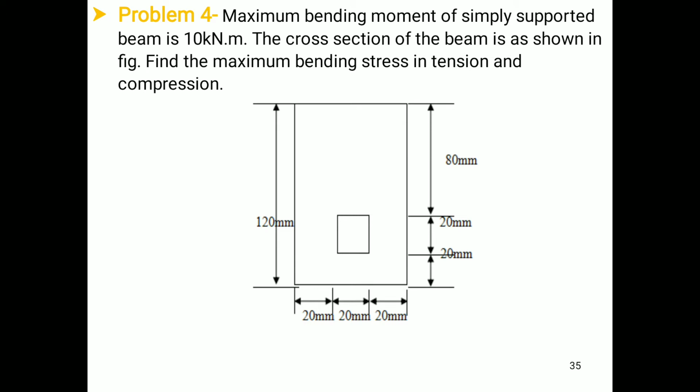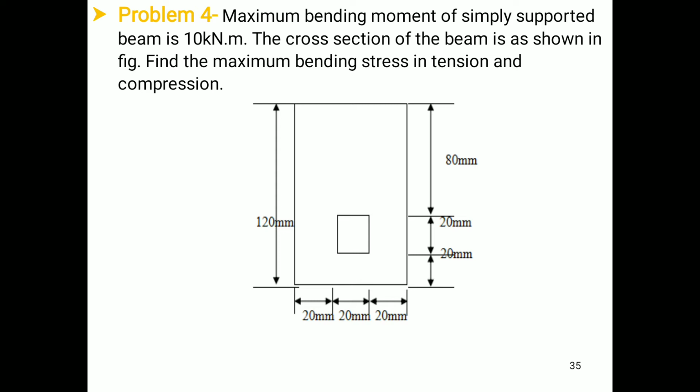Now in this numerical, the cross section of the beam is given and the value of maximum bending moment is already given in the numerical. We did not require to calculate the value of maximum bending moment. It is already given in the numerical. It is 10 kN meter. We have to find out the value of maximum bending stress in tension and compression.